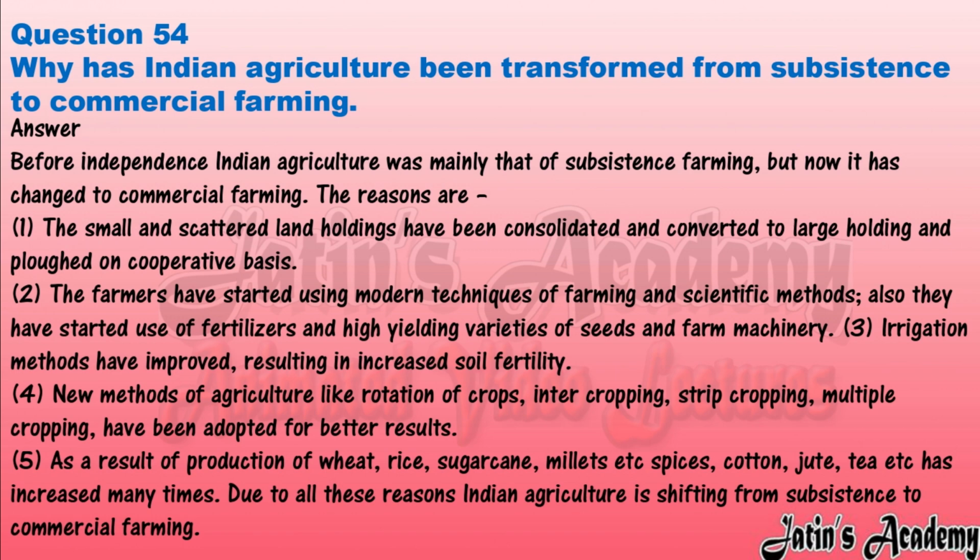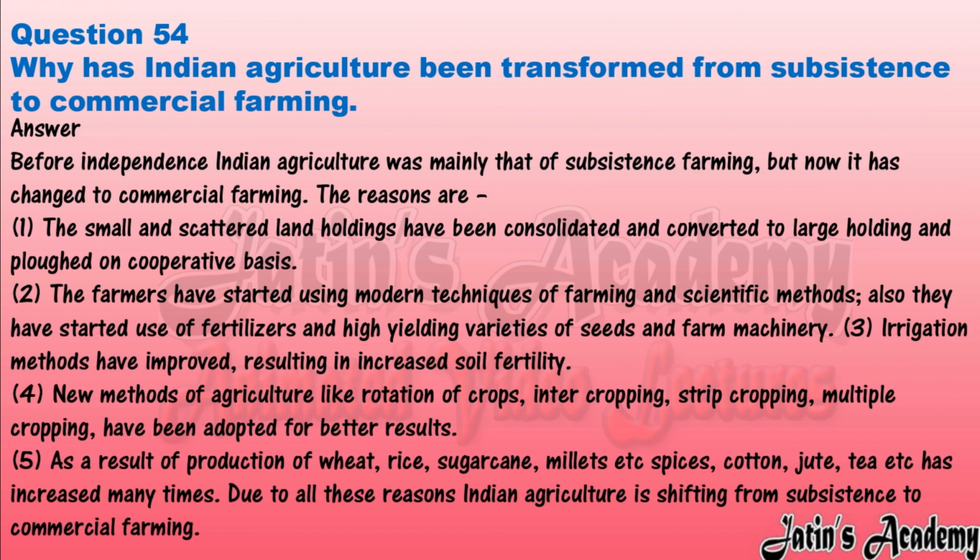Answer. Before independence, Indian agriculture was mainly that of subsistence farming, but now it has changed to commercial farming. The reasons are: 1. The small and scattered land holdings have been consolidated and converted to large holdings and ploughed on a cooperative basis. 2. The farmers have started using modern techniques of farming and scientific methods. Also, they have started the use of fertilizers, high-yielding varieties of seeds and farm machinery.